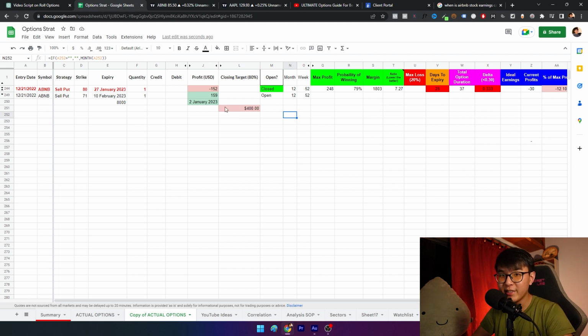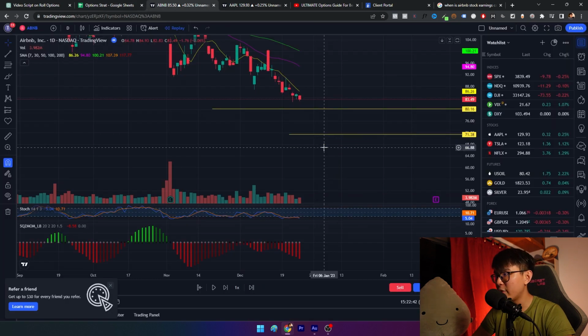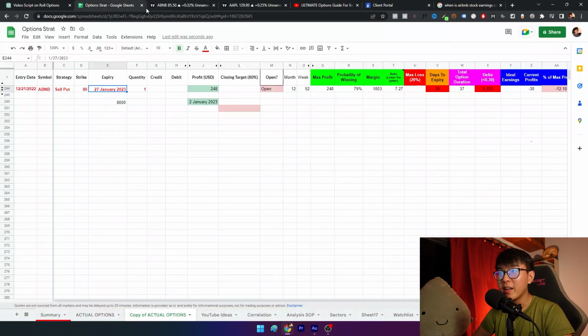Let me demonstrate the worst case example. In this case, let's say if I were to Control Z everything, I got paid $248 when I sold a put option on the 21st December 2022 with a strike price of $80. Let's assume worst case scenario, the stock price of Airbnb drops to $70, way below $80. And in this case, the price to close this would be a lot more expensive, and I suspect it might be, let's say, $600.